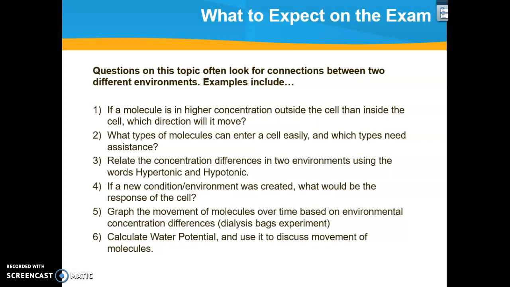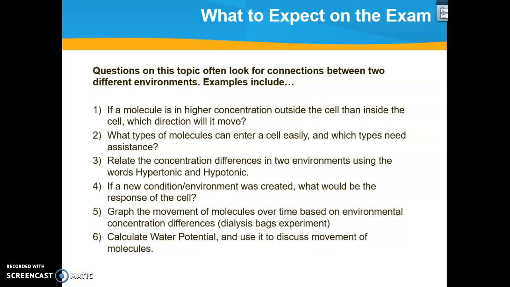Number 2, we're going to review here in a second on the next slide. So what type of molecules can move through the cell membrane versus what has to move through the proteins, etc. We'll also review the terms hypertonic versus hypotonic, and then we'll use that calculation of water potential to discuss that in this video.